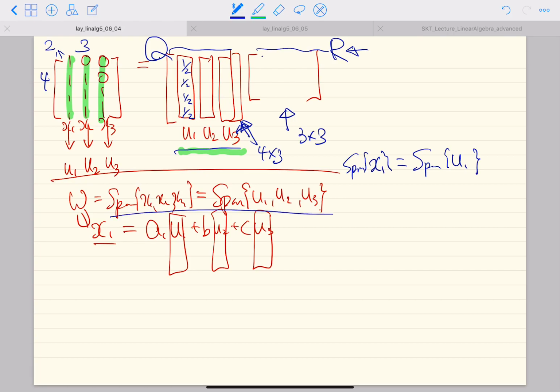I mean this is true, of course, but in addition to that, this is also true: the span of x1 and x2 is the same as the span of u1 and u2, right? So in this case, it means x1 can be represented as a linear combination of u1, and it doesn't need any other vectors, u2 and u3, right? We can have some non-zero linear combination coefficient for u1, but for u2 and u3, they will not need these vectors at all, right?